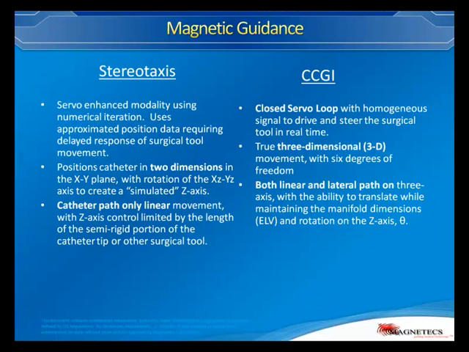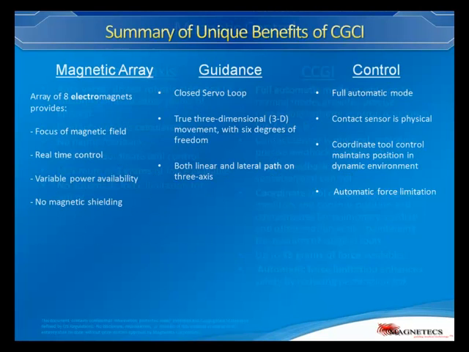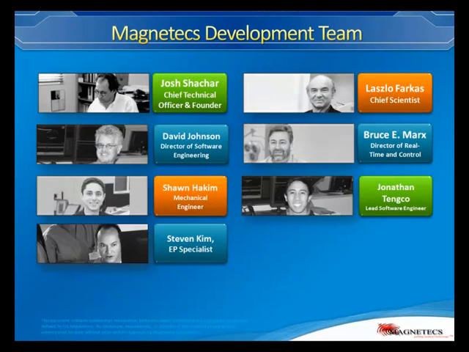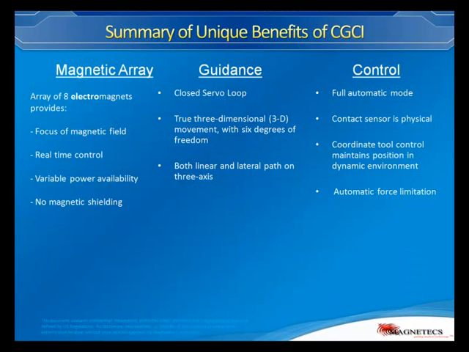Comparison. I don't think that this is a place we need to tout. No, go back, please. One. So just to summarize, we have an array of 8 electromagnets. We focus the field, it's real-time control, it's variable power availability, and no magnetic shielding is required. This is really an essential element. You don't need to shield the room, which costs hundreds of thousands of dollars to shield for magnetic. You have a variable geometry, a variable power, depending on your need.